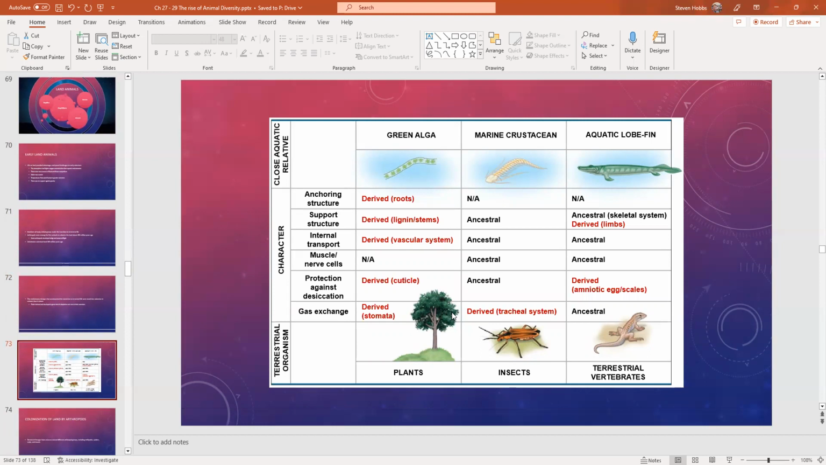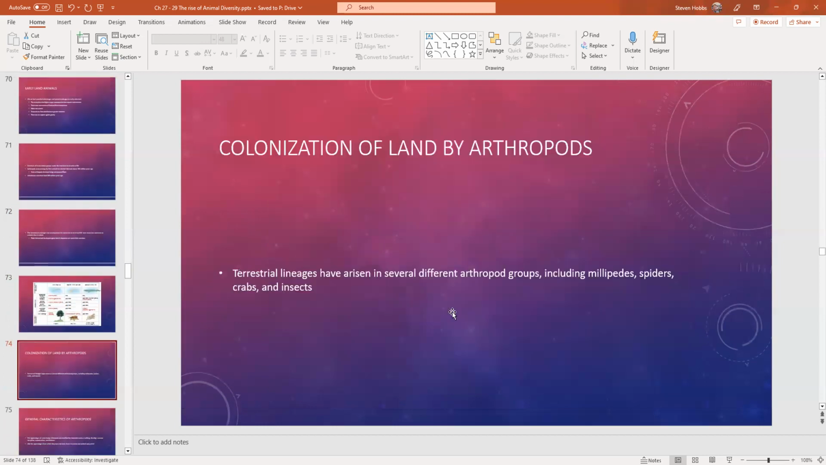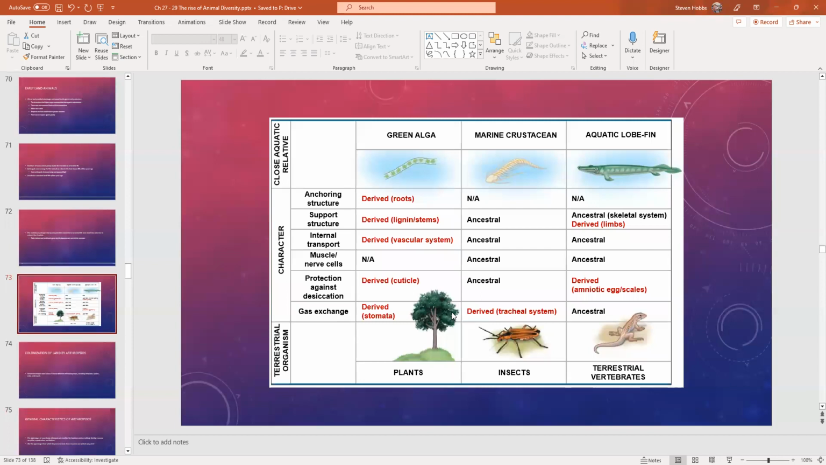We'll pause, look at the chart, find out where things were derived or where it came from. If it was derived, where did that come from? You don't have to memorize this chart. Just know that it's there for you.